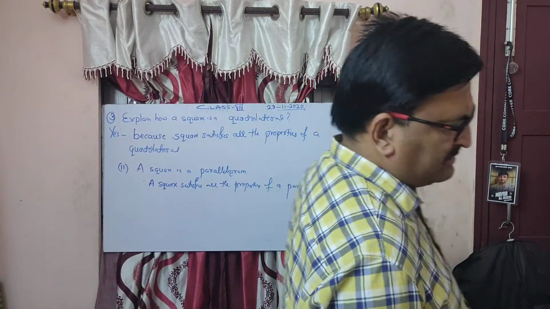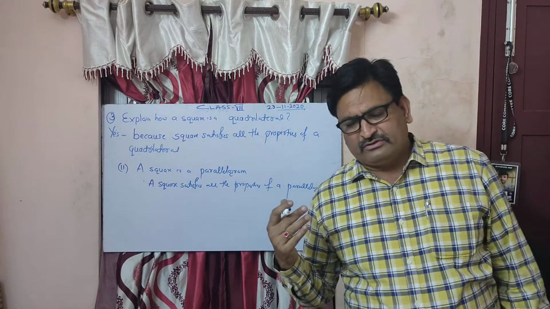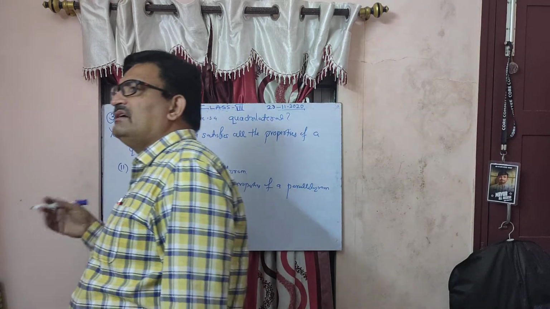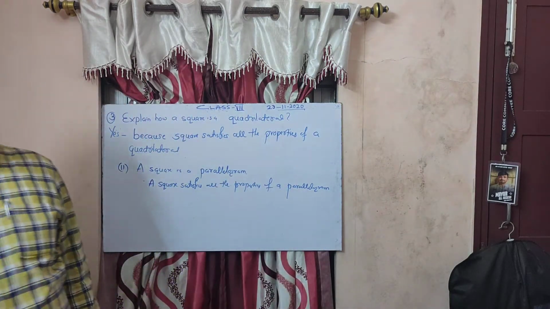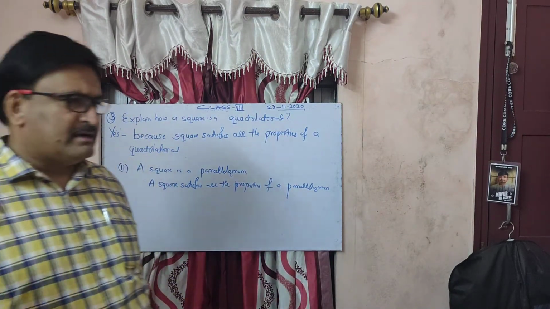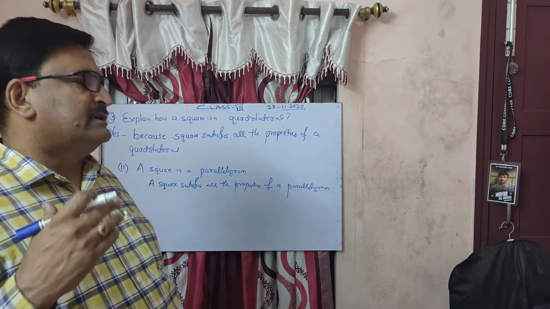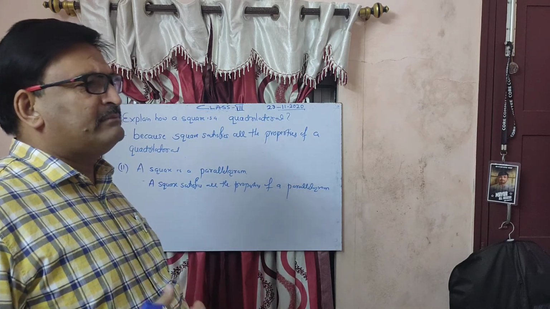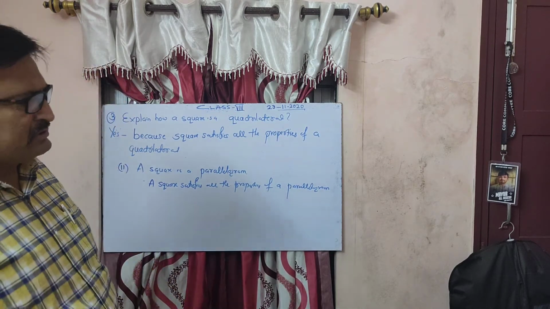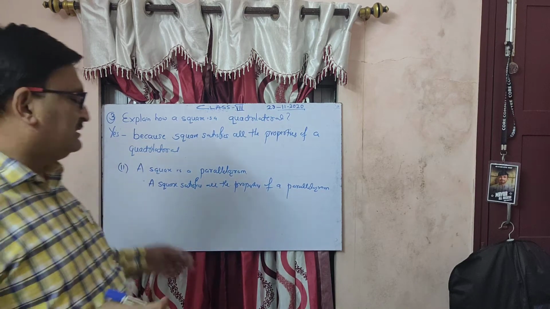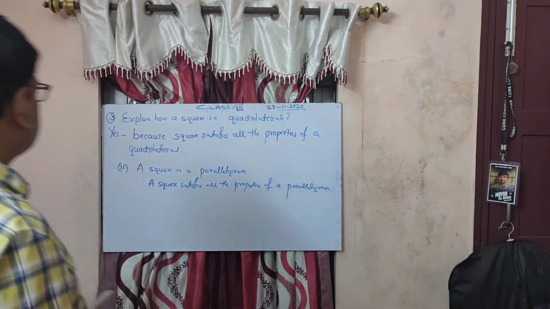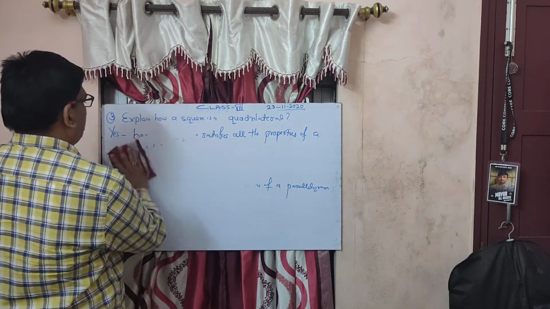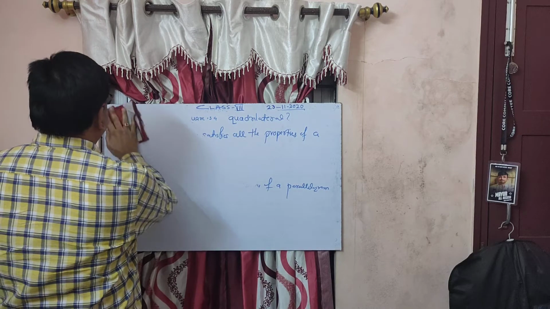Same thing it is. All the properties of a square can be the properties of a rectangle, but vice versa sometimes it doesn't happen. But a square can be a rectangle, square can be a parallelogram, square can be a rhombus. Okay, so you can write the fourth one also. So now we'll move to the next question, that is the fourth question. These are all reasonings, you have to write it.